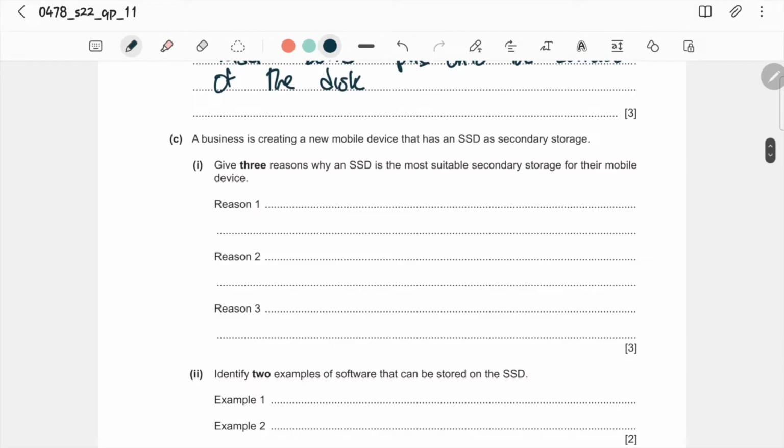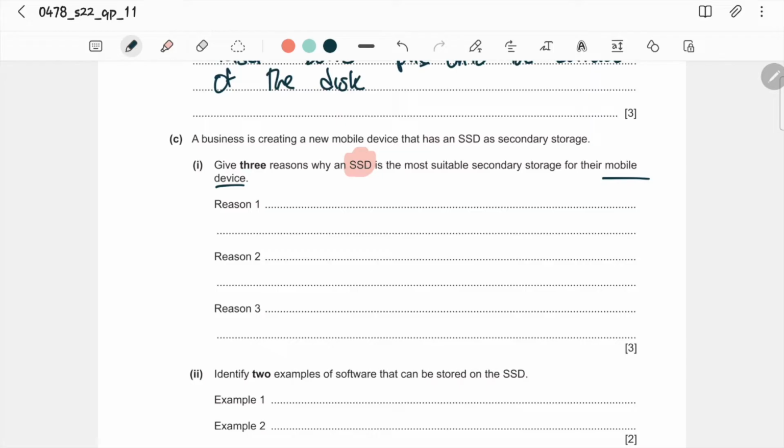Next question. A business is creating a new mobile device that has an SSD as its secondary storage. Give 3 reasons why an SSD is the most suitable secondary storage for their mobile device. Now, if it's a mobile device, you need to give relevant information.